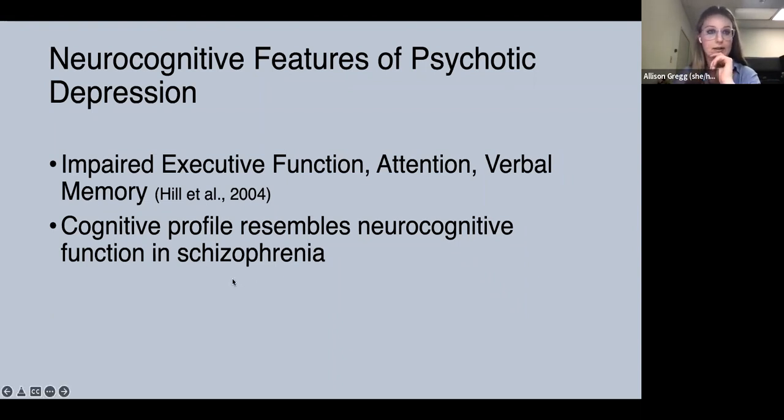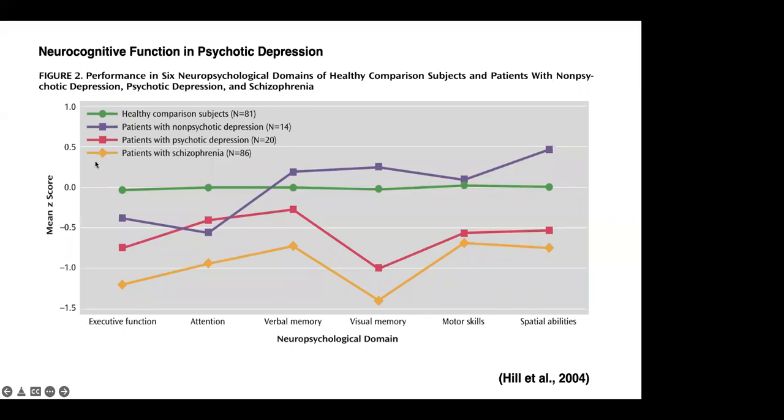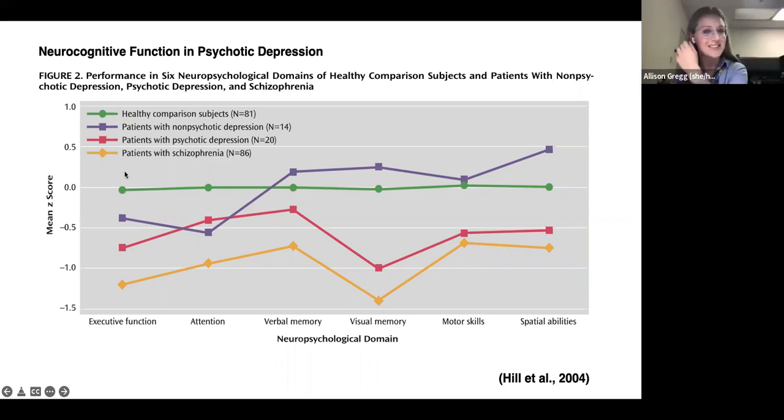And I'll show you this image that really well exemplifies this. Here we can see in the study healthy control subjects in the green, those who are non-psychotically depressed in the purple, and then patients with psychotic depression in the pink and schizophrenia in the orange. This really profoundly illustrates the degree to which the neurocognitive profile in patients with psychotic depression mirrors that of patients with schizophrenia, because you really see similar impairment in all the same domains, just not to quite the same severity.